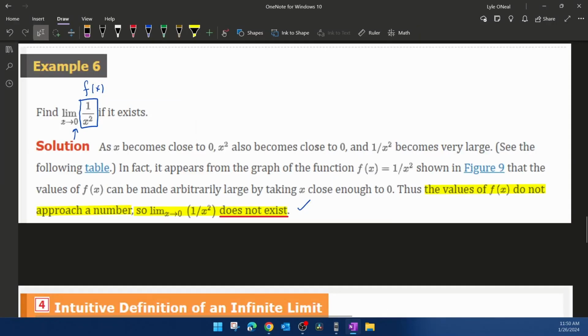I'm going to pause on that for a second so that you can see what they say about the solution. And this is the textbook explanation for why the limit doesn't exist.